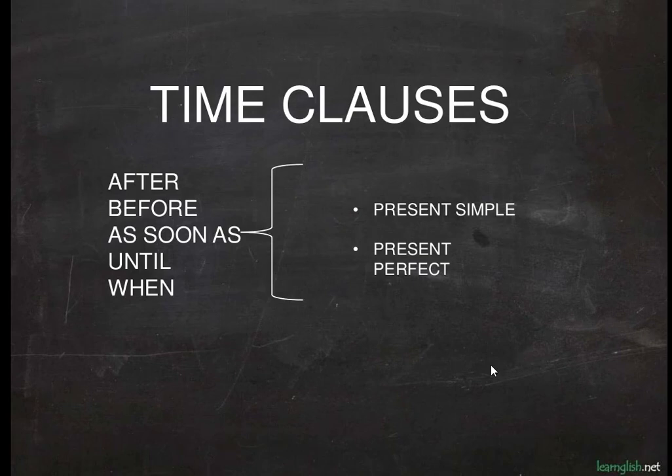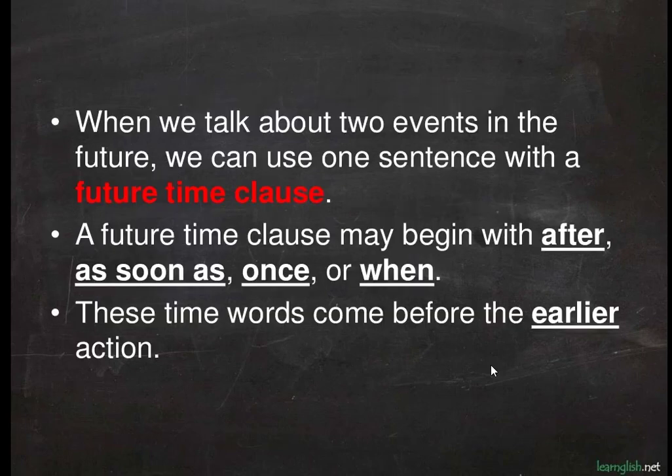Look at these time clauses. After, before, as soon as, until, and when. After them we use the present simple or the present perfect, and then we use the future simple. When we talk about 2 events in the future, we can use one sentence with a future time clause. A future time clause may begin with after, as soon as, once, or when. These time words come before the earlier action.